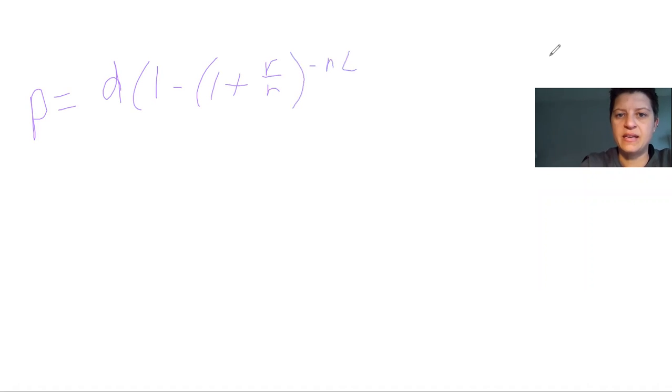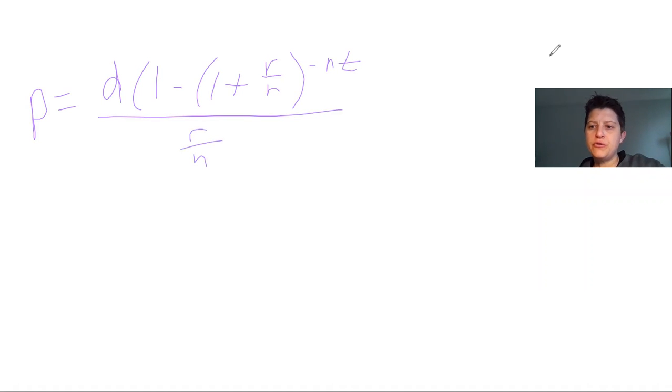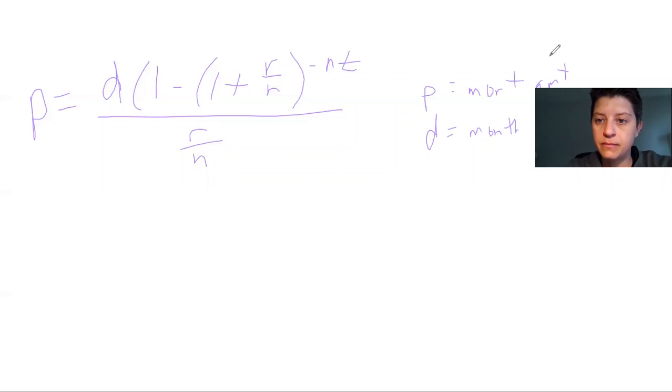Okay, so we're going to talk about this formula. P equals D times the quantity 1 minus (1 plus R over N) to the negative N times T, all over R over N. Now, this is a formula used basically with mortgages. If you need to find the payment, or you can do a lot of different things manipulating this formula, but the basic idea is P is your mortgage amount, D is your monthly payment.